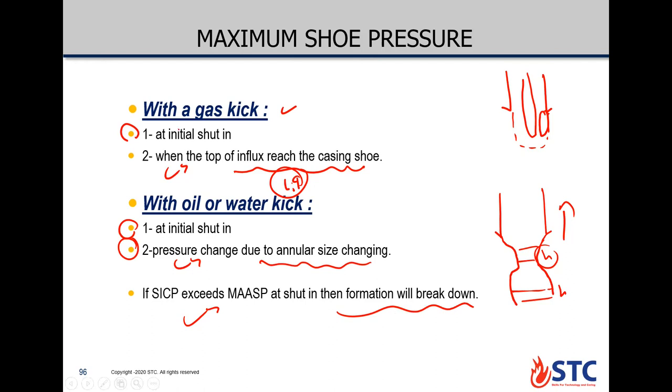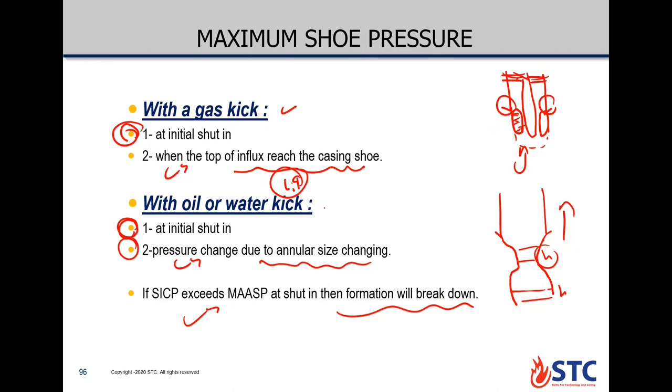Okay. Here, for a gas kick or an oil or water kick, at the initial shut-in, once we shut in the well, closing the BOP, this has a great impact on the casing shoe pressure and on the formation, and the pressure starts to increase. So this case is common at the initial shut-in. The second case, if we deal with a gas kick, is once the influx top reaches the casing shoe here, that is the maximum shut-in pressure.